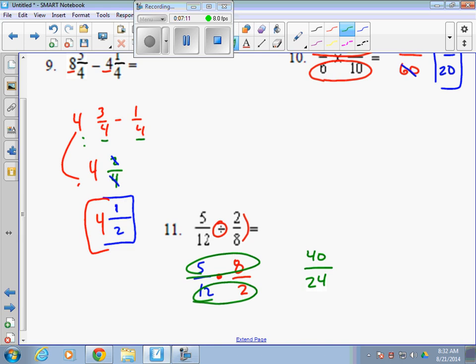The number 4 goes into both of these. It goes into 40 10 times, and it goes into 24 6 times. But notice again, there's another number that goes into both of them. The number 2 does. It goes into 10 5 times, and then into 6 3 times, 5/3.